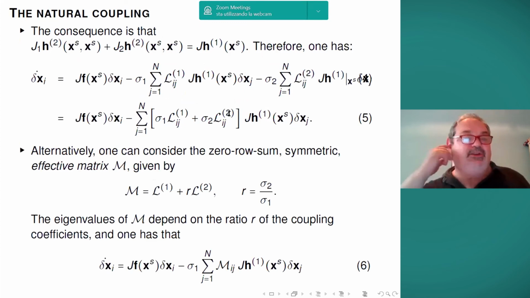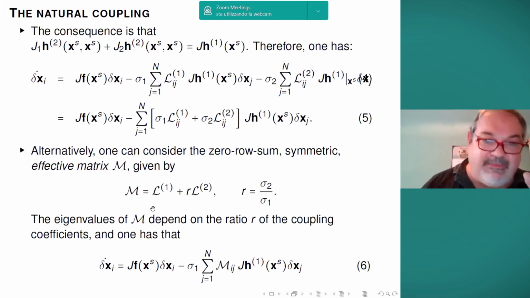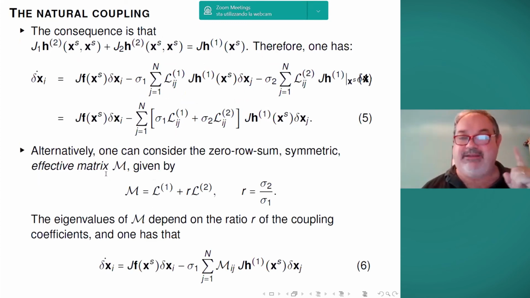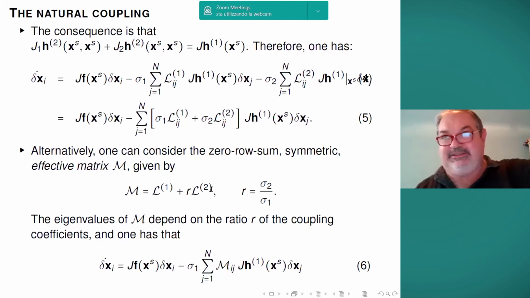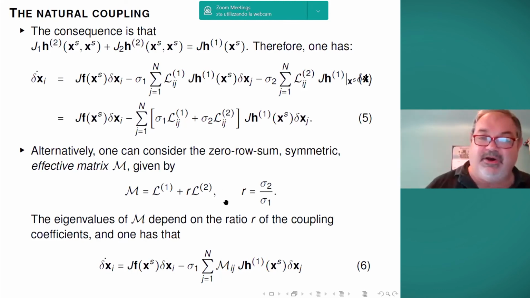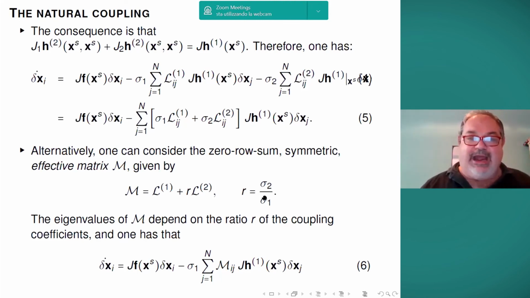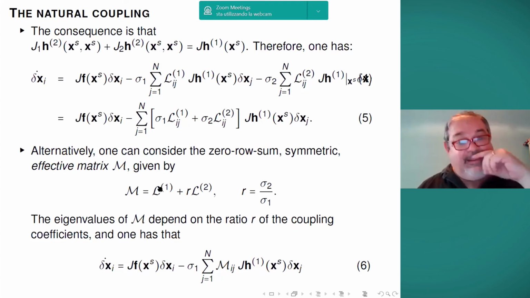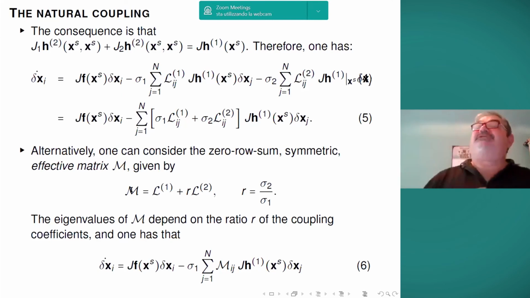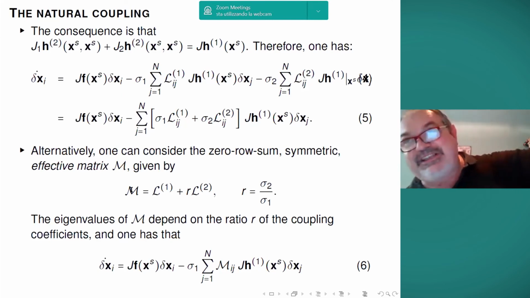And therefore here you can define a unique matrix, which is called the effective matrix, M, which is L1, the original Laplacian, plus R L2, where L2 is the generalized Laplacian for three-body interaction, with this R being the ratio of the corresponding coupling strengths. And now this M is also a zero-row-sum matrix because it's the sum of two zero-row-sum matrices.